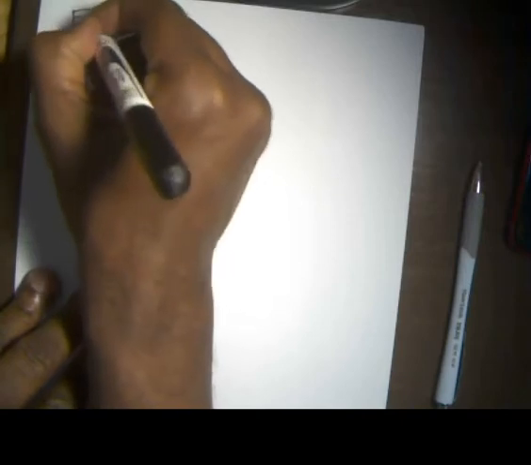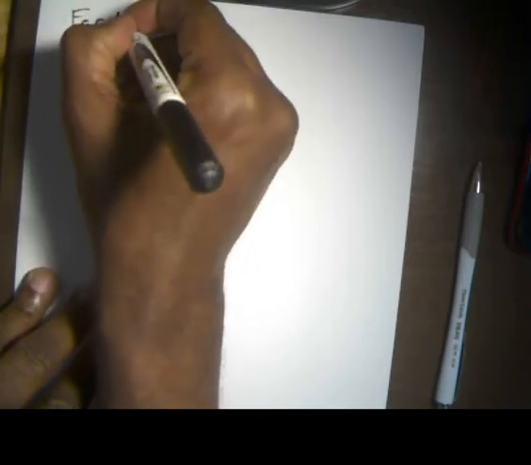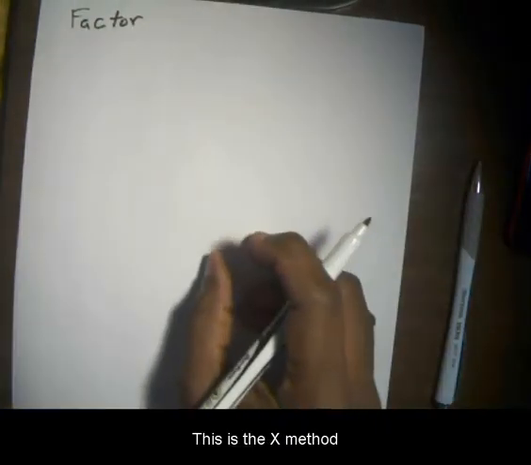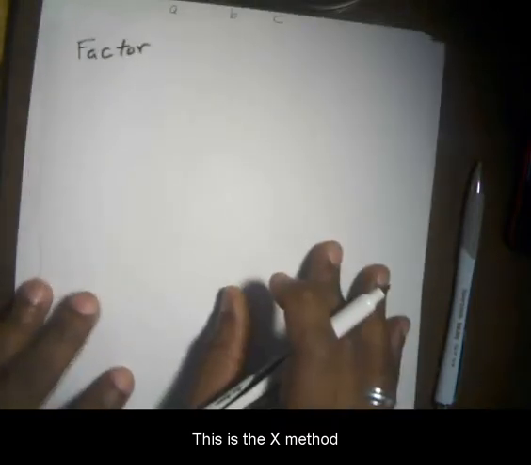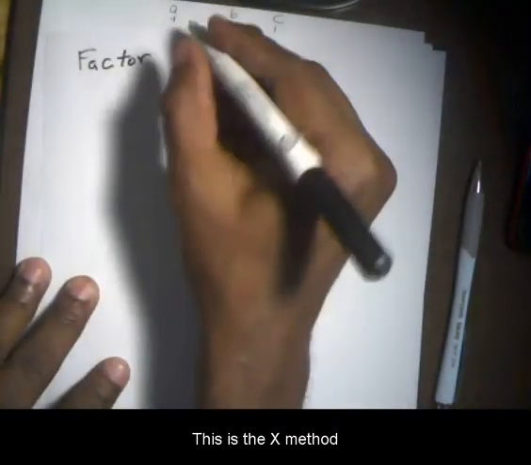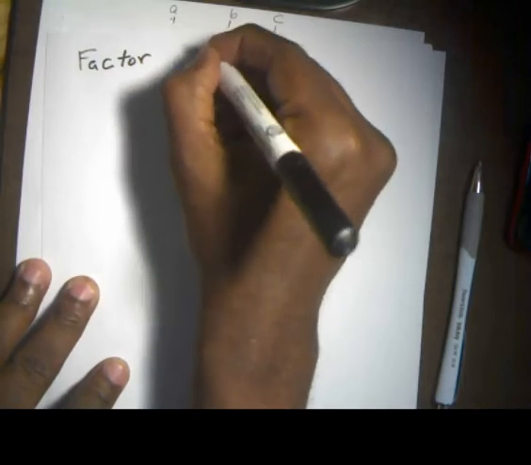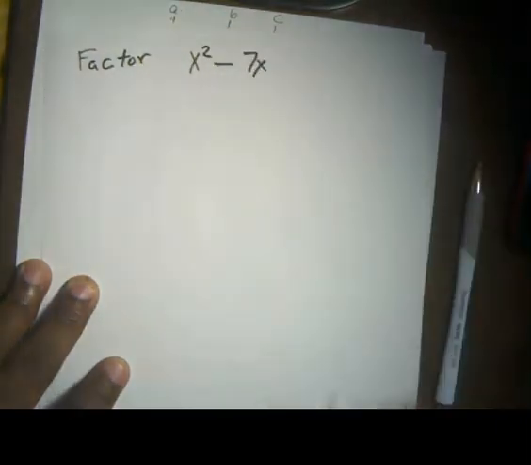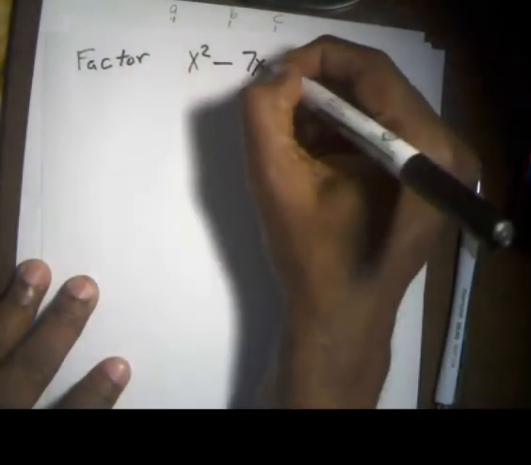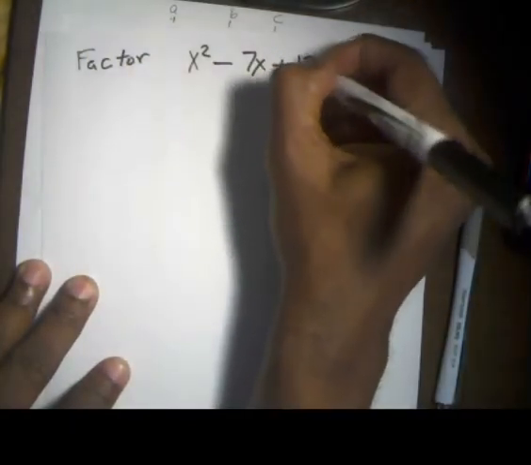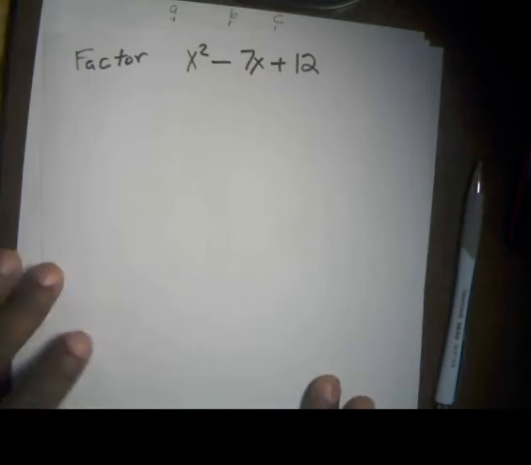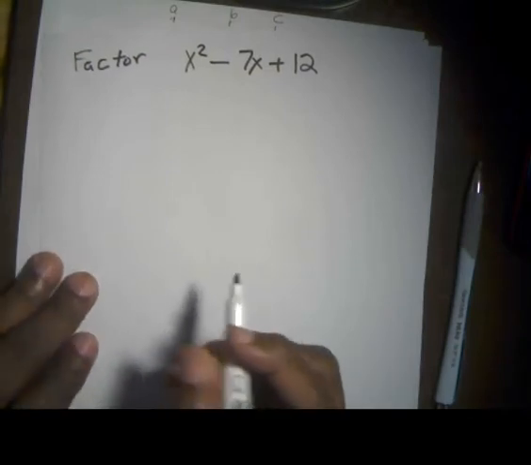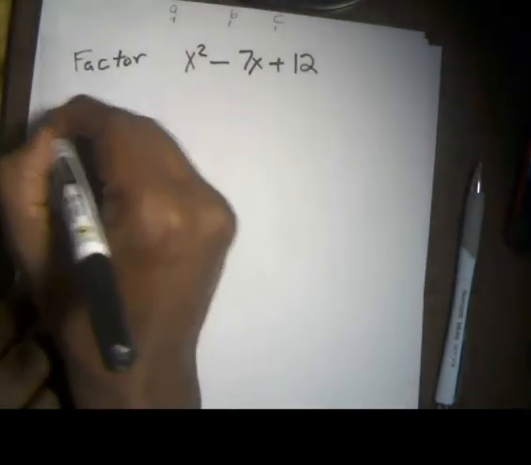All right, class. Today we're going to learn how to factor. In this case, we're going to be factoring trinomials. In particular, we're going to factor x squared minus 7x plus 12. That's what we're going to factor. All right, so we have 3 steps.